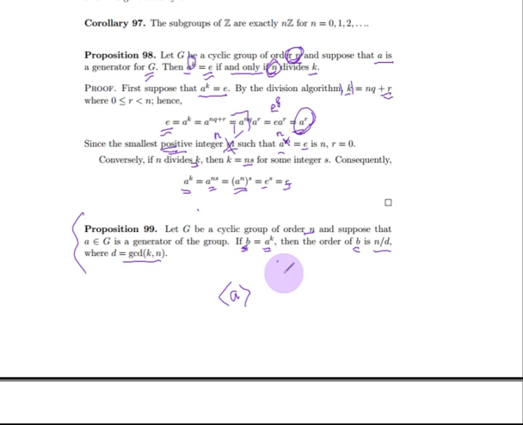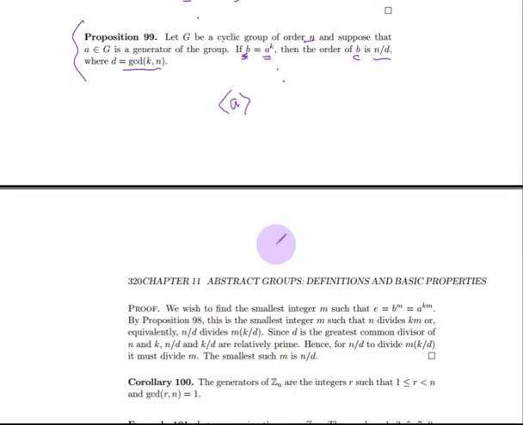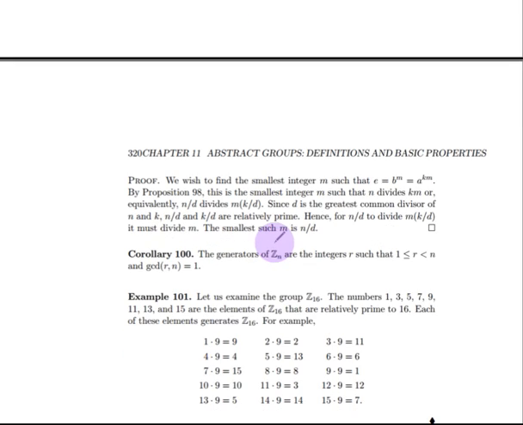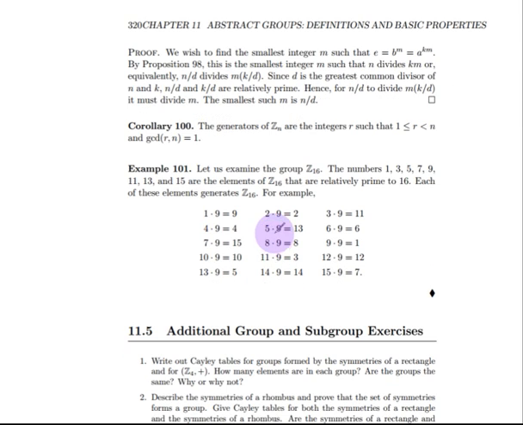Okay? So how do we prove that? We want to find the smallest integer m such that e is equal to b to the m. That's going to be the order of B. But we know b is a to the k, so b to the m is a to the km. So by proposition 98, this is the smallest integer m such that n divides km.